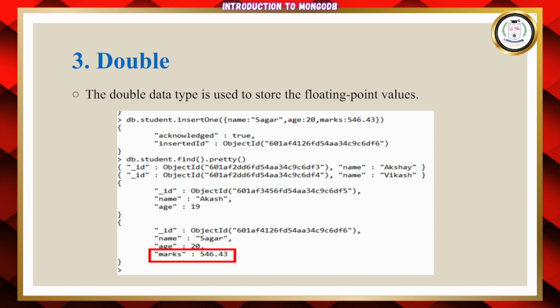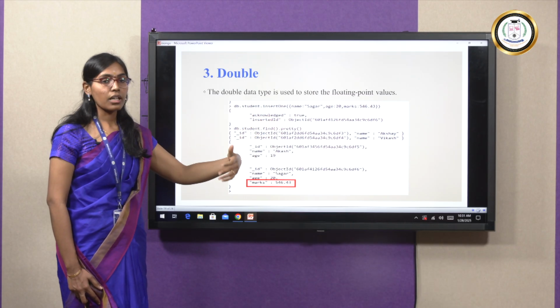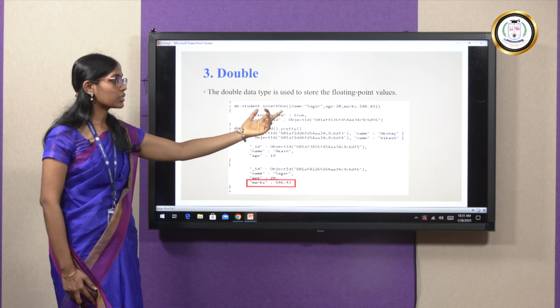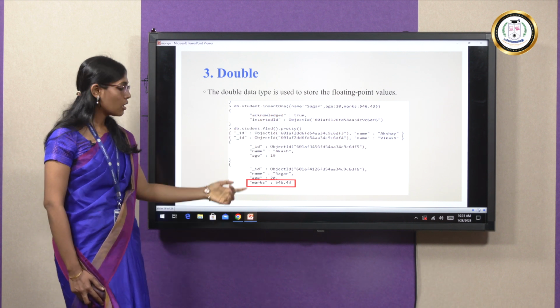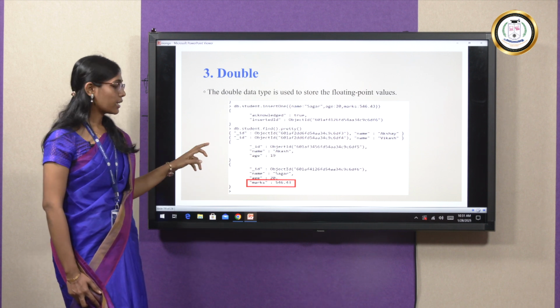And our third one is double. If you want to store your numbers in terms of floating point, then you can use double as one of your data types. The same example has a name, age and marks. So marks can be stored here, and this marks value can be 546.43. So that is being displayed here. This is termed a double as one of your data types here.